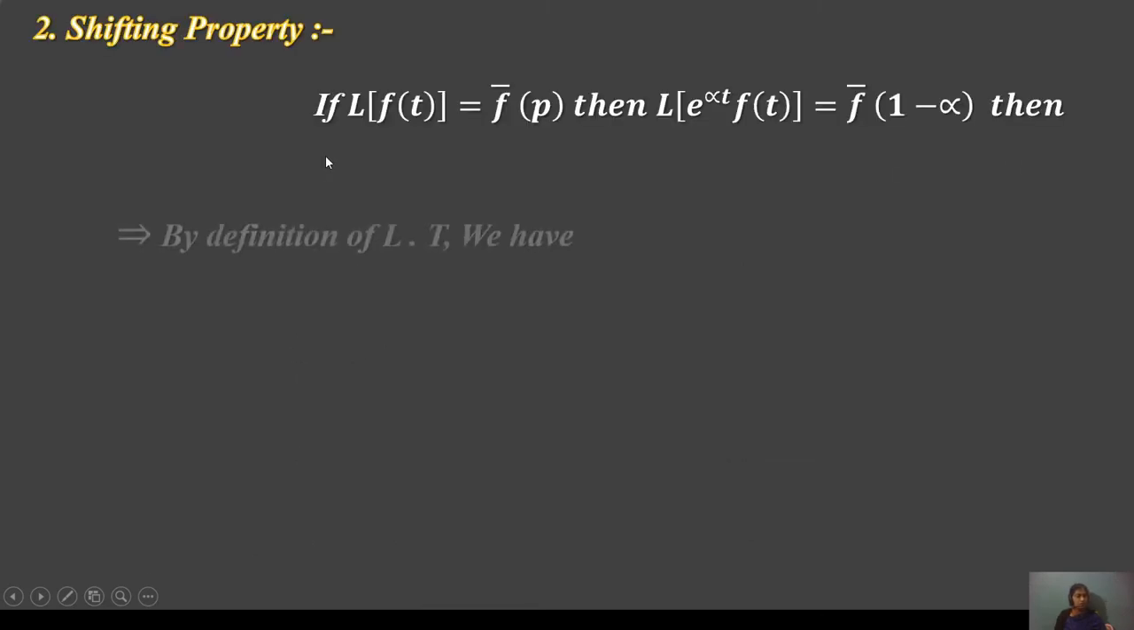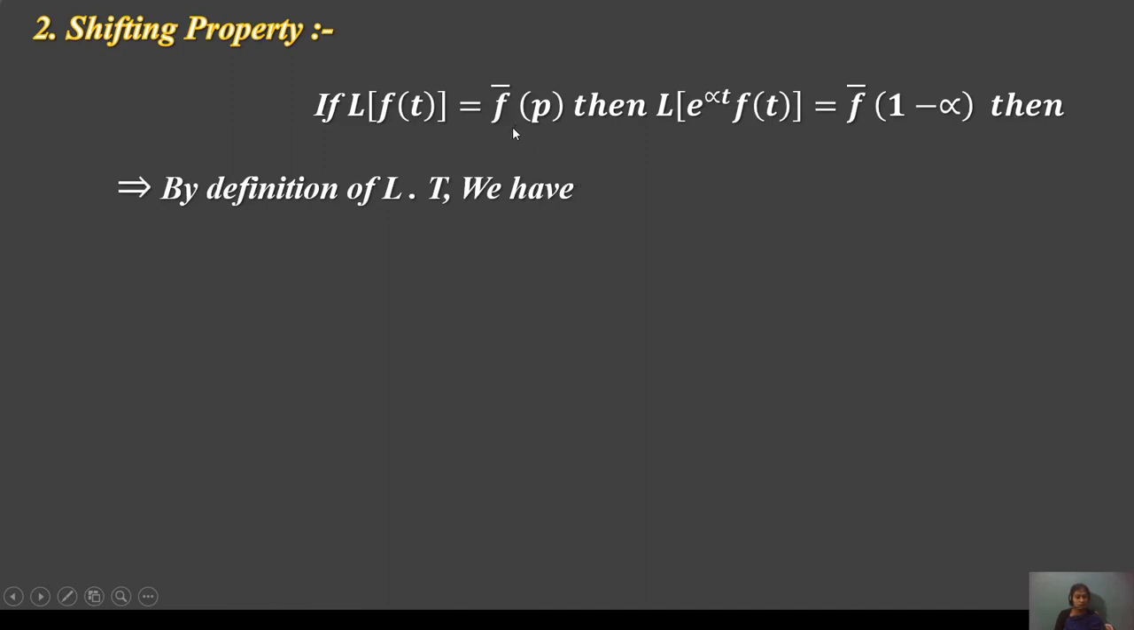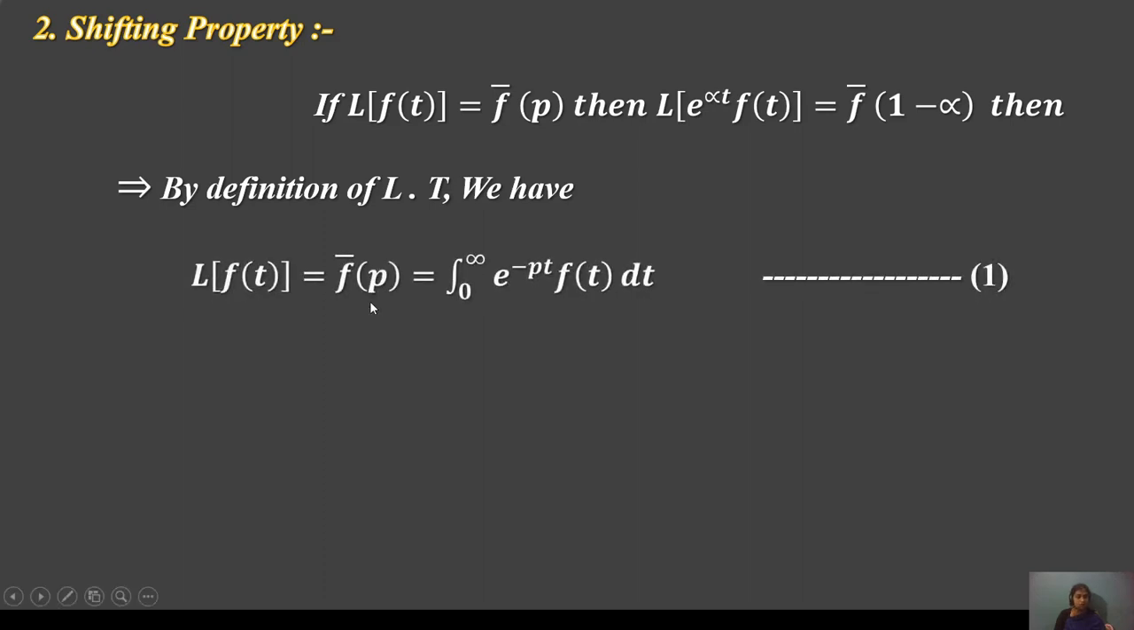The second property is the shifting property. In this property, we consider the Laplace of f of t equals F of p, and then the Laplace of e to the power alpha t f of t equals F of p minus alpha. By the definition of the Laplace transform, the Laplace of f of t equals F of p, which equals the integration from 0 to infinity of e to the power minus pt f of t dt.